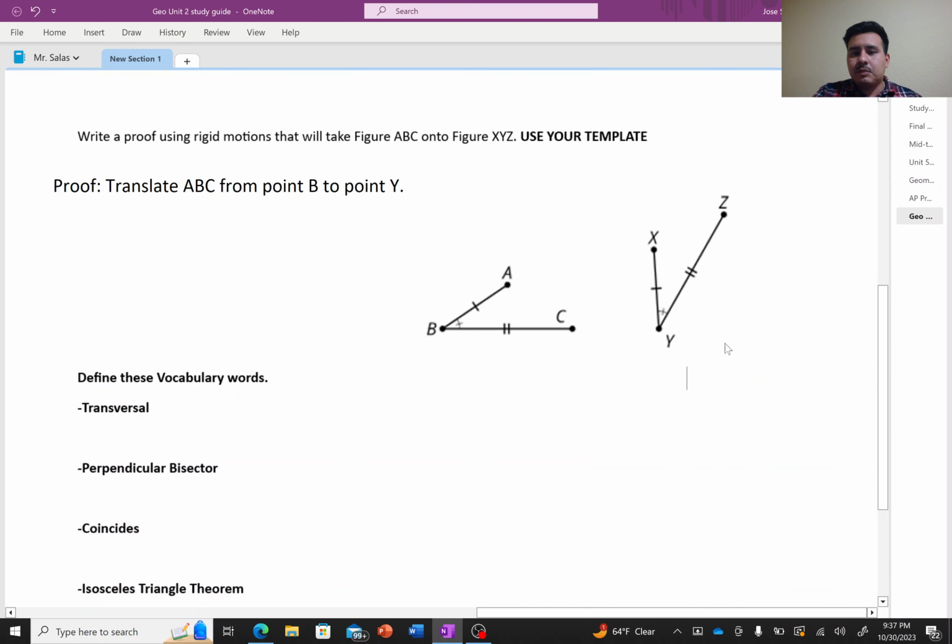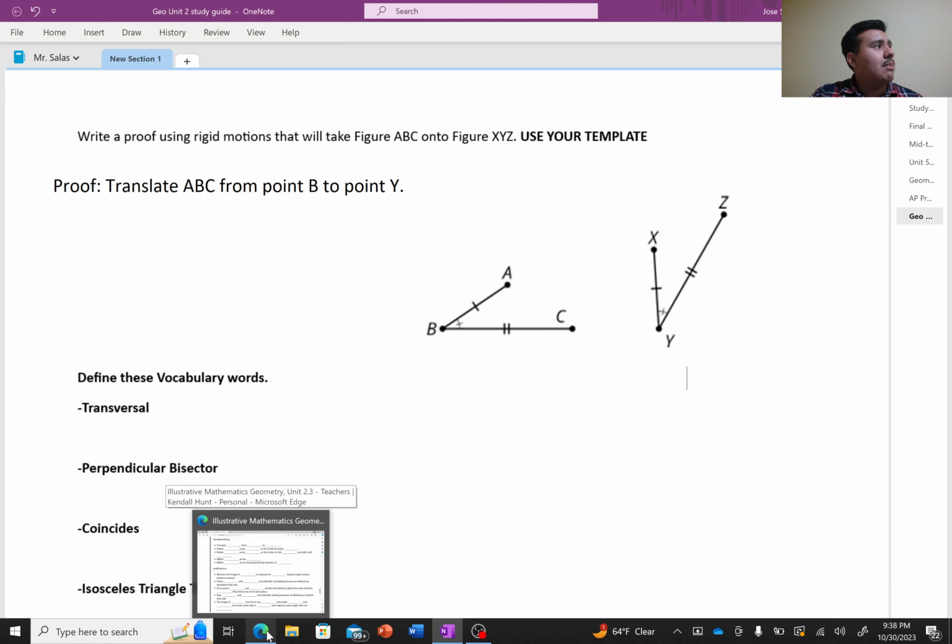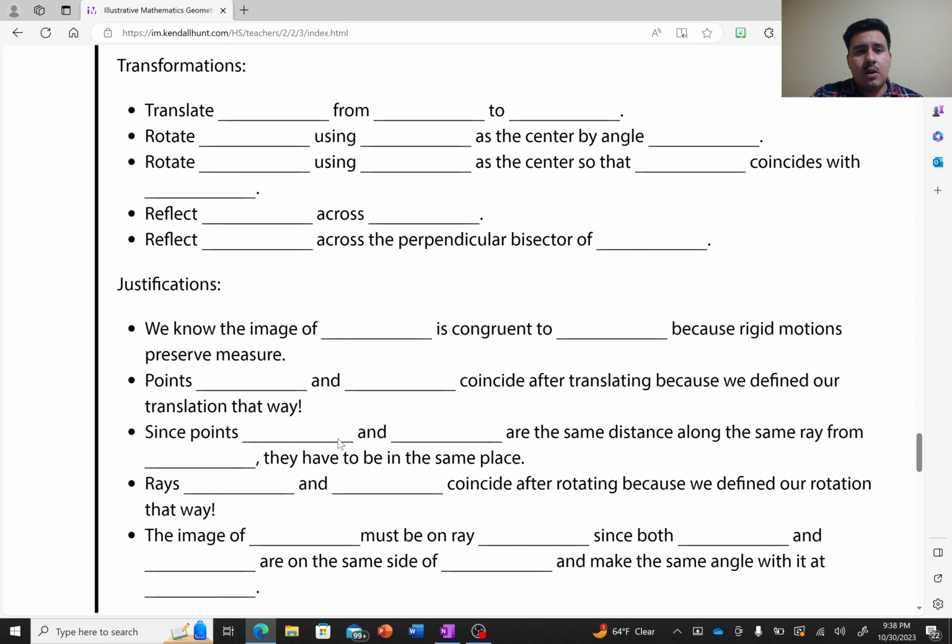So that was my first step. Translate ABC from point B to point Y. Now all I could do just to finish this off quickly is rotate using point Y as our center so that points A and C overlap, okay? So I'm going to go ahead and use my sample. I'm going to say rotate ABC using Y as the center. Don't worry, I'll clean it up, okay?